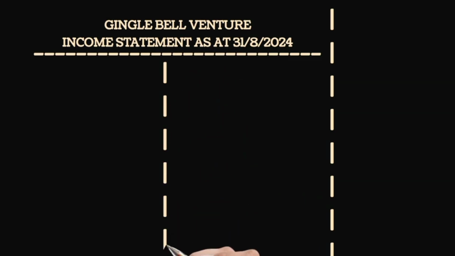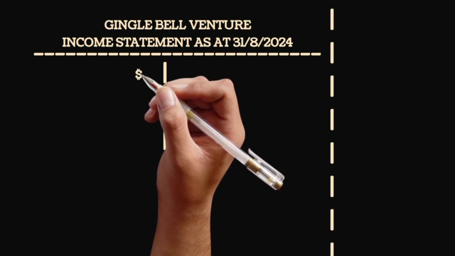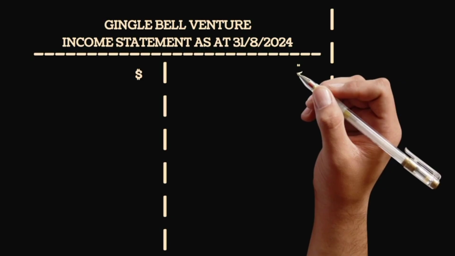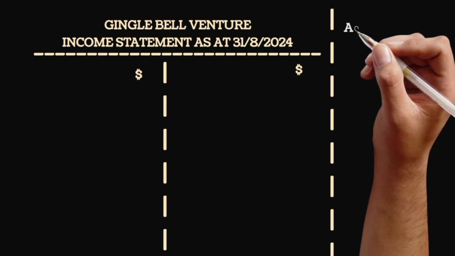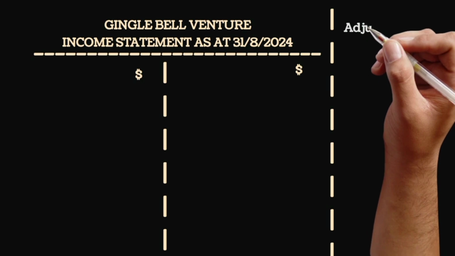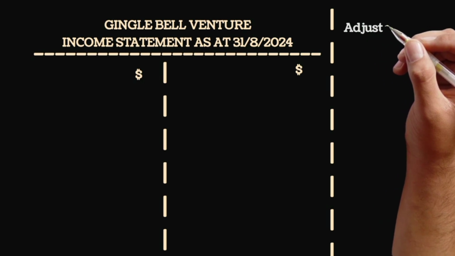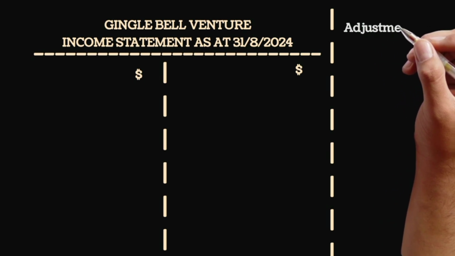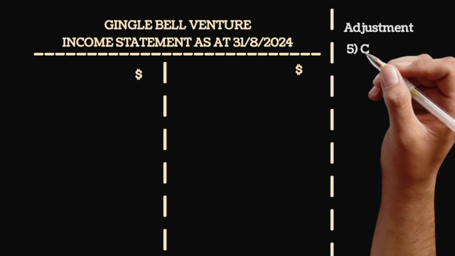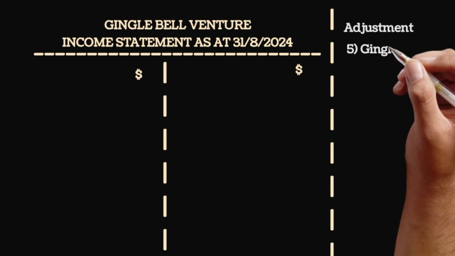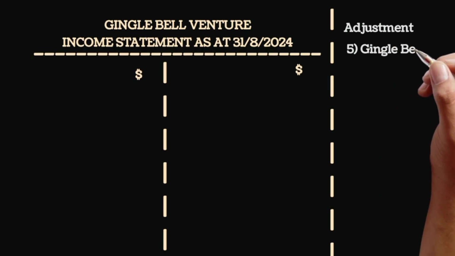So Gingle Bell Venture income statement as at 31st August 2024. Now the first thing we put there is the unit of account. The unit of account is in pounds. So we first of all put the units. If it's in naira, you put in naira. If it is pounds, you put in pounds.